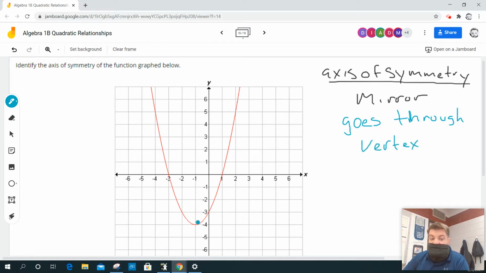Where's the vertex on this thing? Right here. Y is at the vertex. It is the minimum value for y. It's the bottom of the valley. You can't go any lower. So it's a vertical line that goes through the graph, that goes through the vertex.